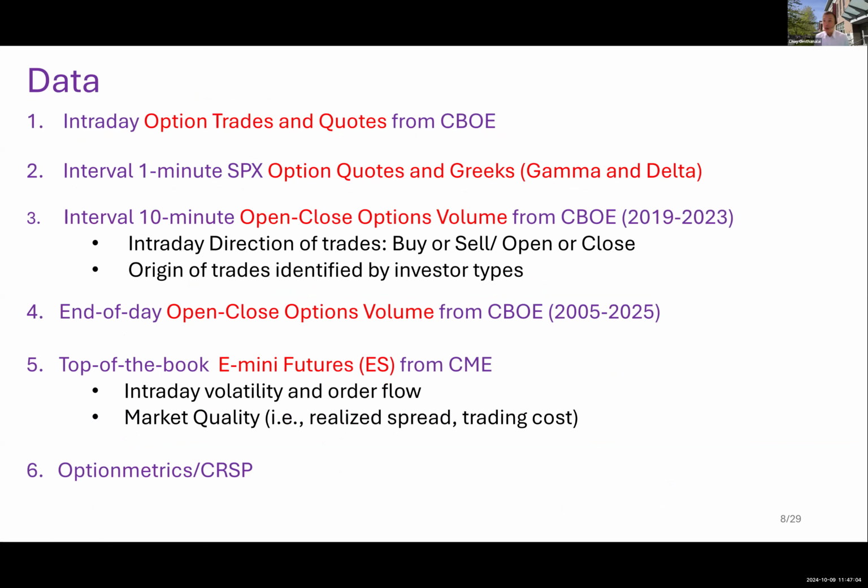So here's our data. We use several sets of data from the intraday option trades and quotes from CBOE, and also 1-minute interval SPX option quotes that give us the Greek variables. The open close volume is going to allow us to calculate all the positions that are happening. What is the market holding on each contract at any time? And E-mini futures is going to allow us to calculate the order flow and realized volatility of the S&P 500 index futures. We also have many other results showing how 0 DTE trading affects trading costs and market quality, but I think it's probably going to be in a subsequent paper.